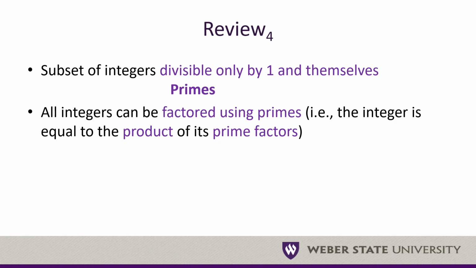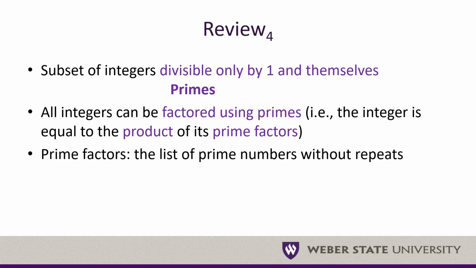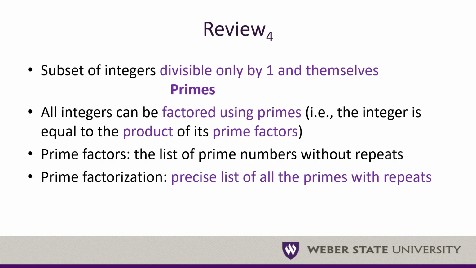So here, prime factors, the list of prime numbers without repeats. In other words, it's a set, and then the prime factorization is a precise list of all the primes, including any repeats that you happen to have in there. So that's kind of the thing we're looking for. 49, prime factor is 7. Prime factorization, 7 times 7.